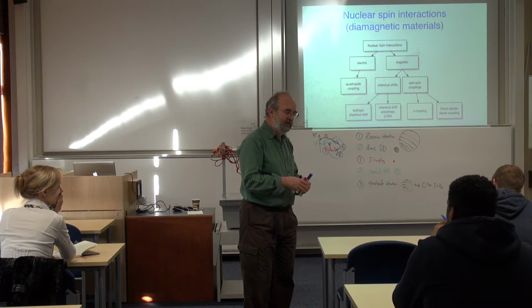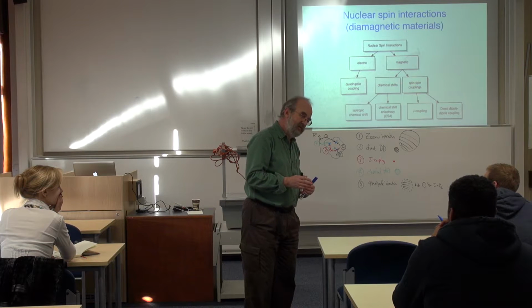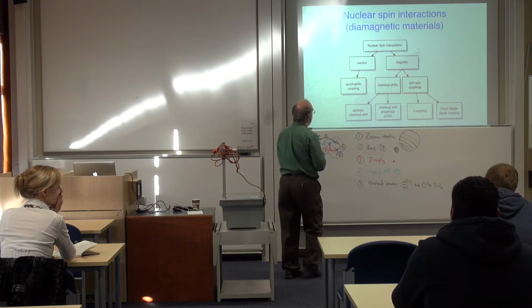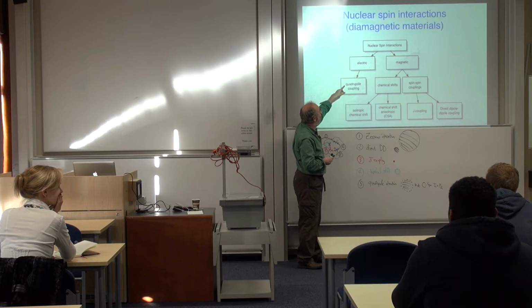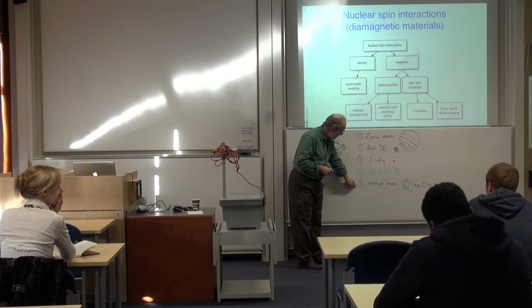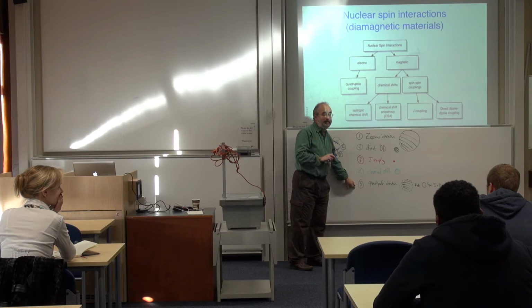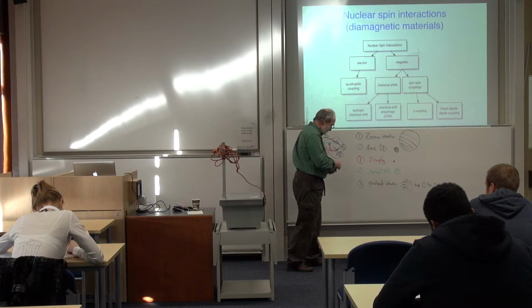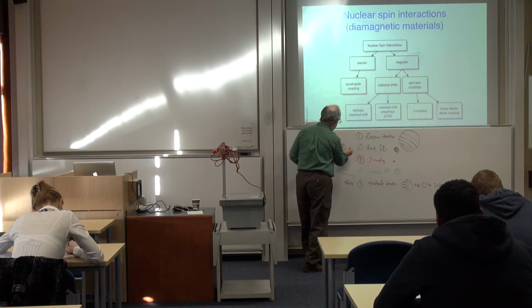So the nucleus can interact with the electrons in the environment, and that's usually called the electric quadrupole interaction. Are you okay with it? Here I've divided it up in a slightly different way between electric interactions and magnetic interactions. The electric one is the quadrupole interaction, quadrupole coupling. That's the only one which involves the interaction of the nucleus with electric fields in the vicinity of the nucleus. So that's electric, and all the others are magnetic.